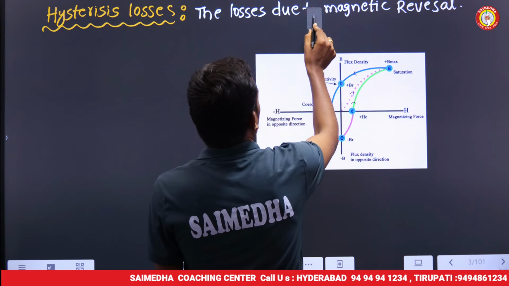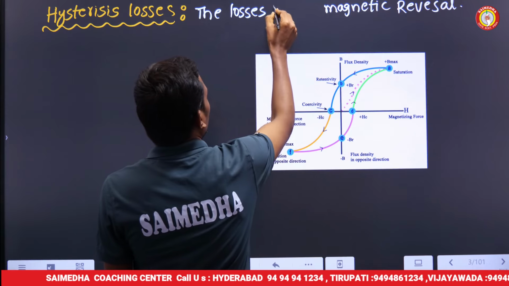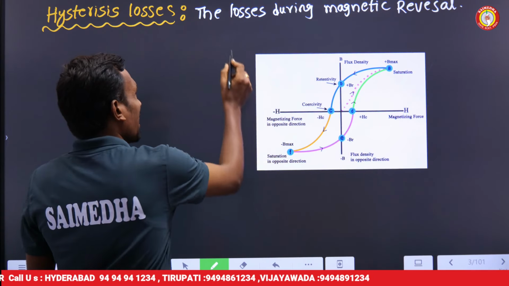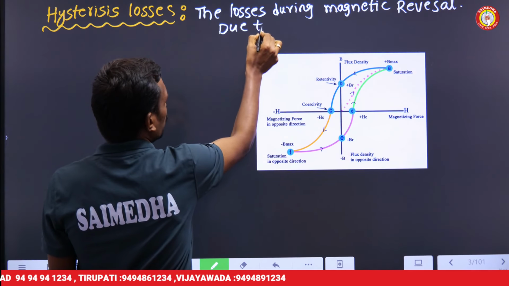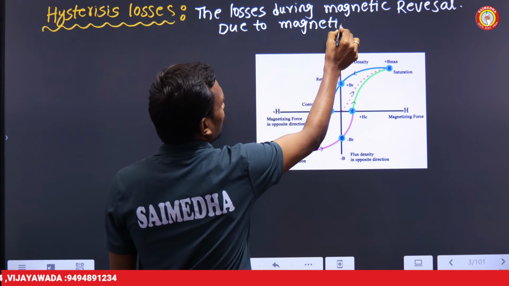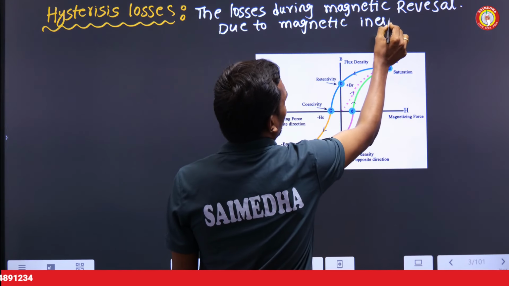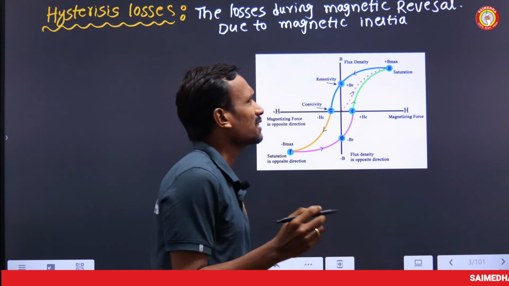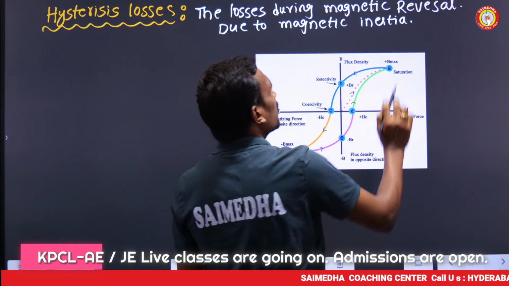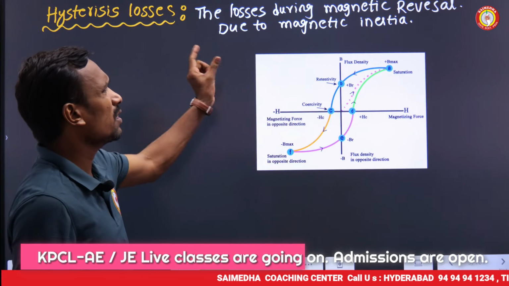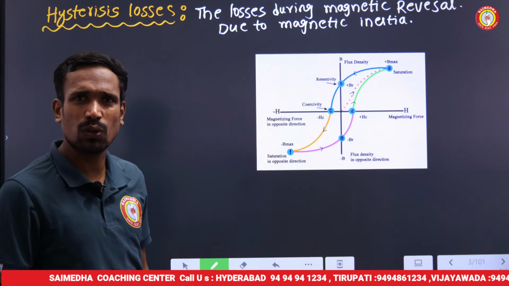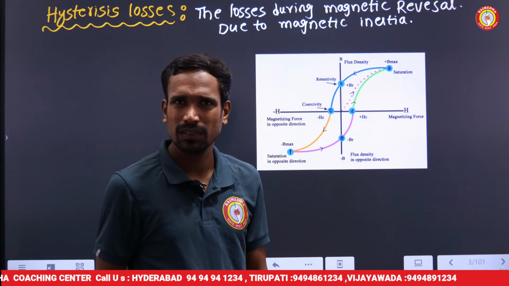The losses during the magnetic reversal, especially due to magnetic inertia, or residual flux or retentivity, all these things. Just keep it here: hysteresis losses are nothing but the losses during the magnetic reversal due to magnetic inertia of the transformer core.